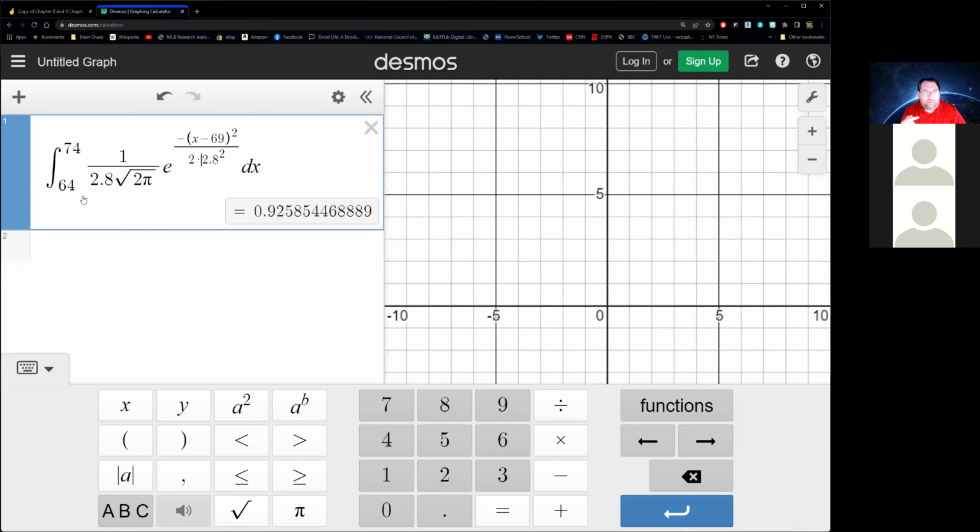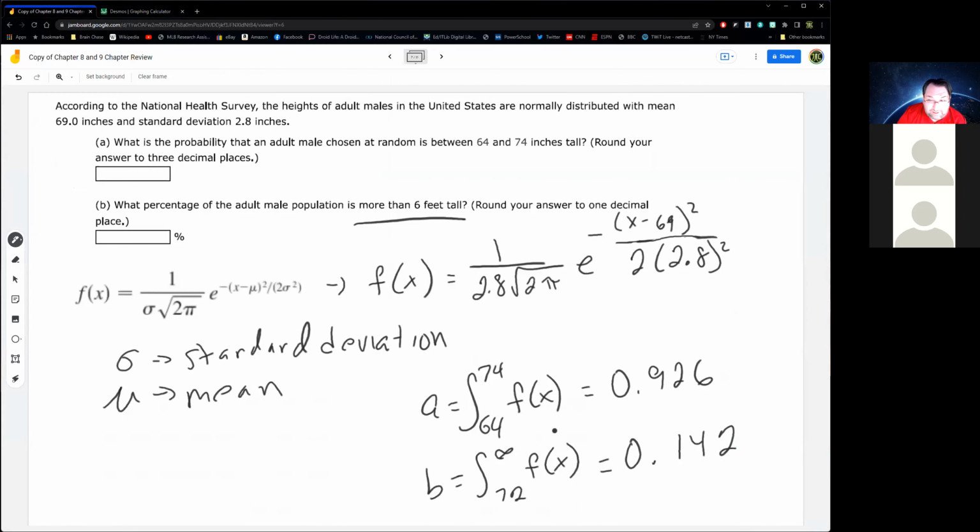Now, when you're doing the infinity one, you can't put it in. Well, actually, in this one, I think you can put infinity. But just pick an insanely high number. It doesn't make a difference which number you pick, just make it really big. So this one comes out to be 0.142. And that's how you do those.